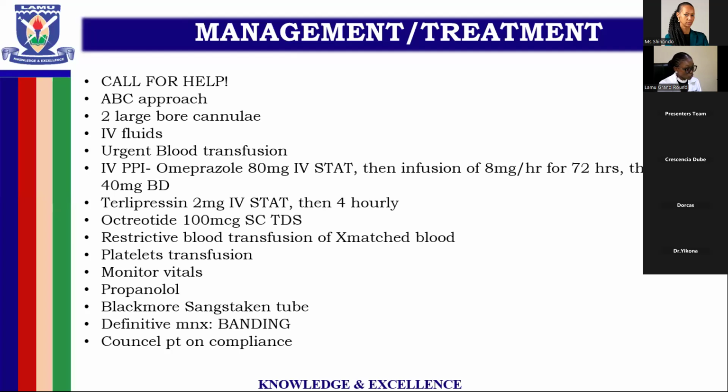We are then going to look out for other complications of the upper GI bleeding, such as spontaneous bacterial peritonitis, AKI, anemia, shock, to mention but a few. Then we are going to counsel the patient on compliance, especially the propranolol part of it, because this is a patient who's got portal hypertension, and we need to make sure that the patient has low portal hypertension values.